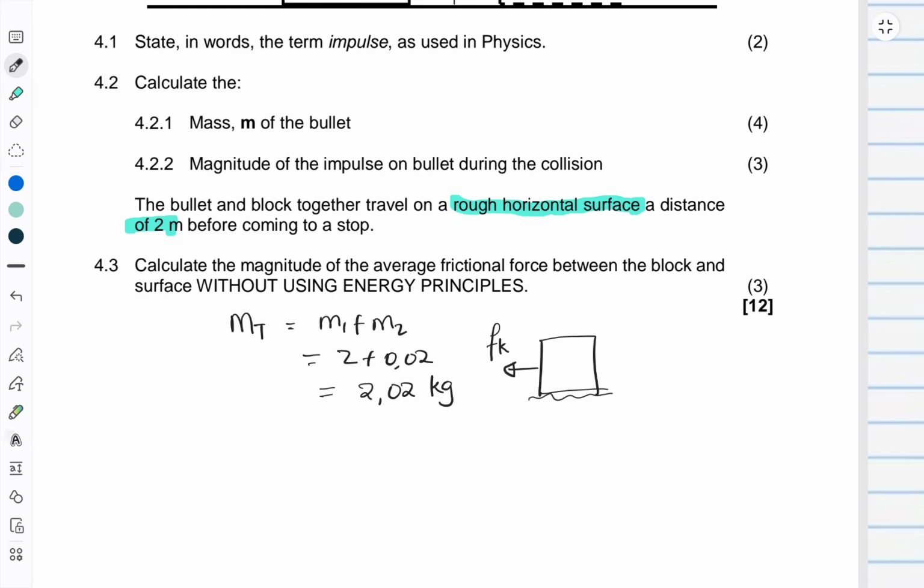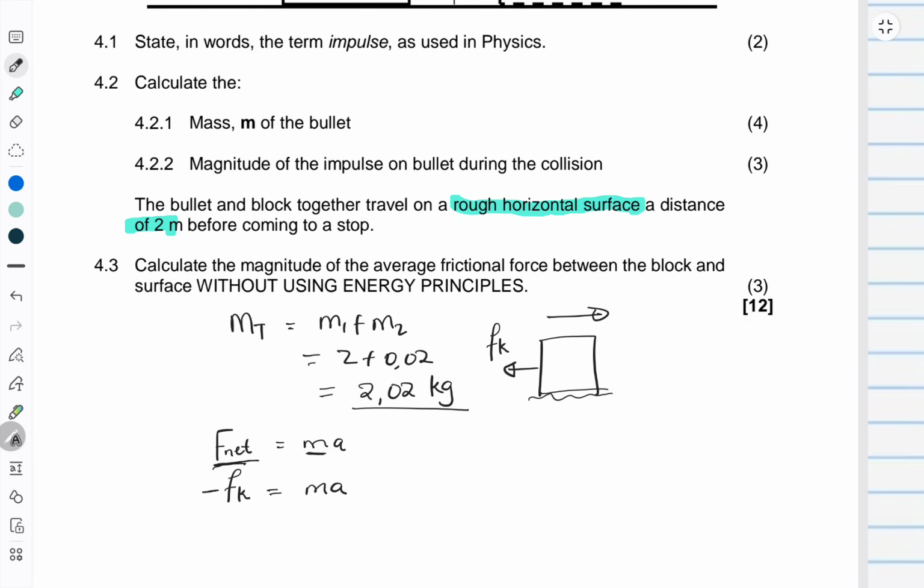So what we can do is we can say F net is equal to MA, right? We already know the mass of the system, which is 2.02 kilograms. That's the mass of the block and the bullet. The F net is what we're trying to find, which is our FK. There's no other, we'll say minus FK because it's acting opposite to the direction of motion.